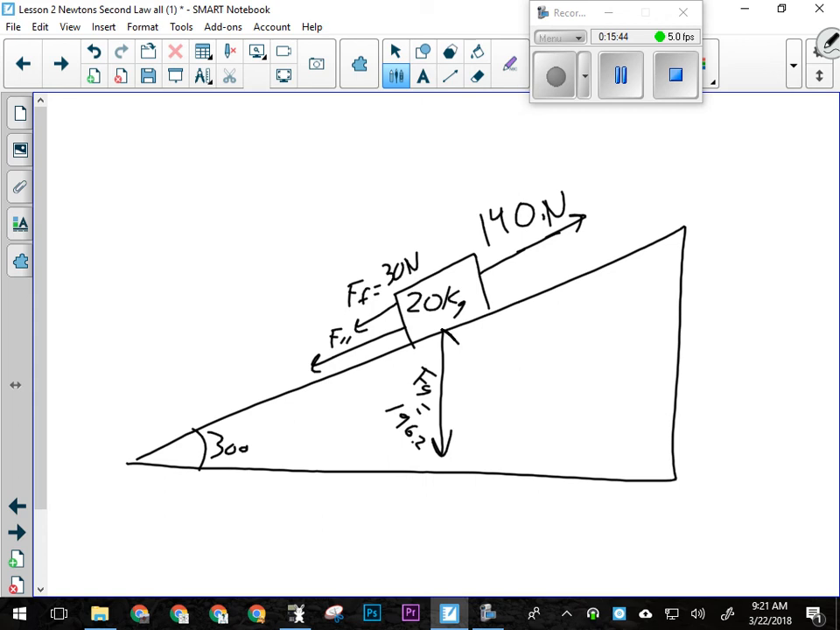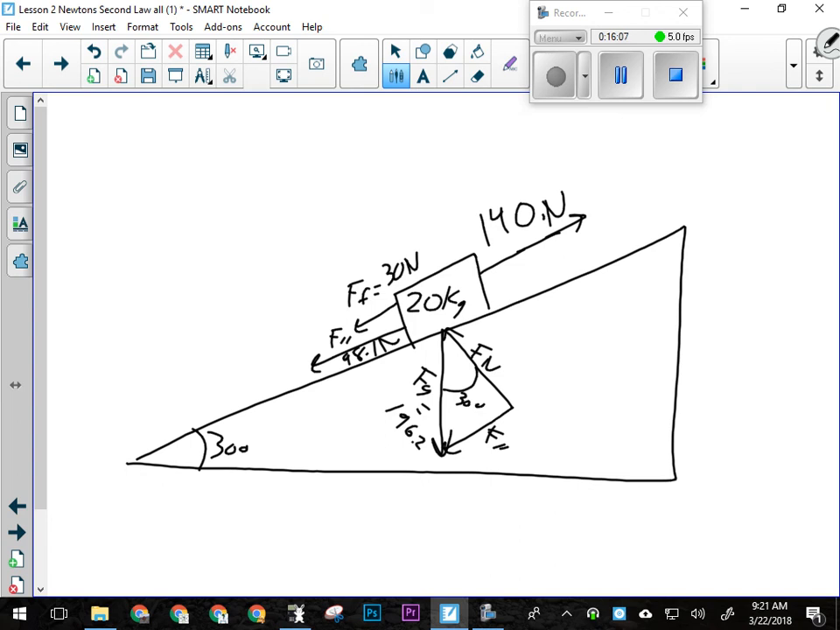This force here is the normal force, which I'm not going to need in this question. And this side is F parallel. This angle, sorry, is 30 degrees. So F parallel is 98.1 newtons, because the sine of 30 is 1/2, right? So a half of 196.2 is 98.1.